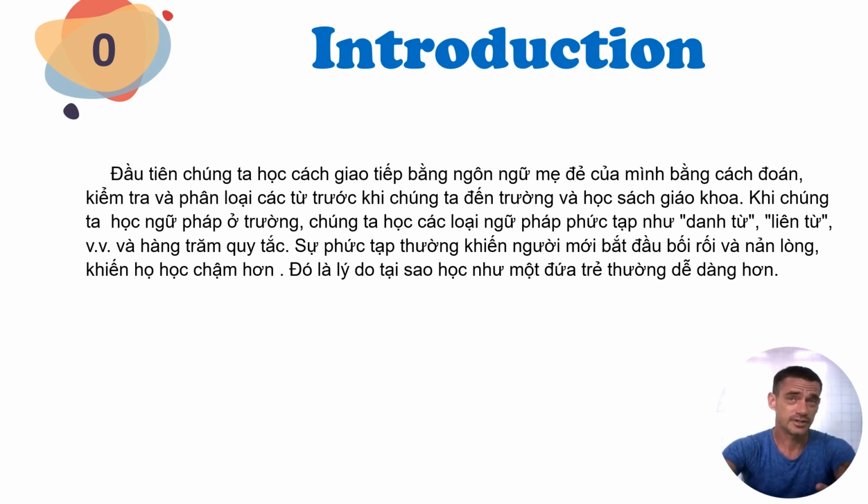We first learn to communicate in our native language by guessing what the words mean, testing our guesses, and putting words into categories. We do this before we ever go to school or open a textbook. When we are ready to study grammar in school, we learn complex grammar categories like nouns, conjunctions, etc., and hundreds of grammar rules. This complexity confuses, frustrates, and to beginners can be very discouraging and cause them to learn more slowly. That's why it can sometimes be easier to learn like a child.